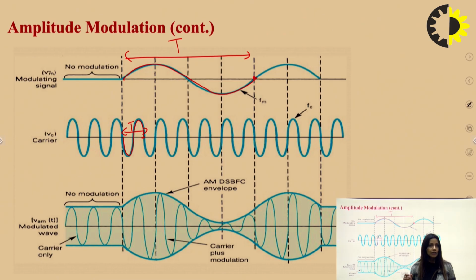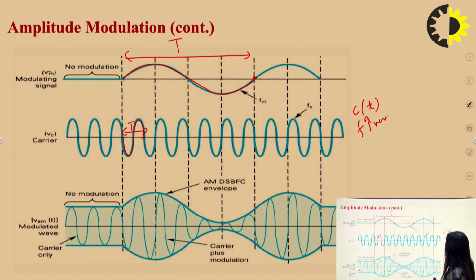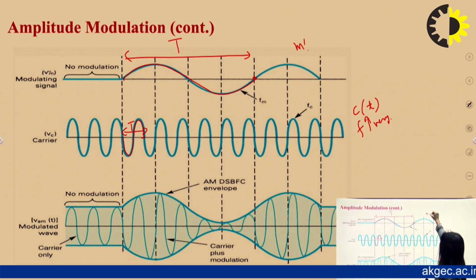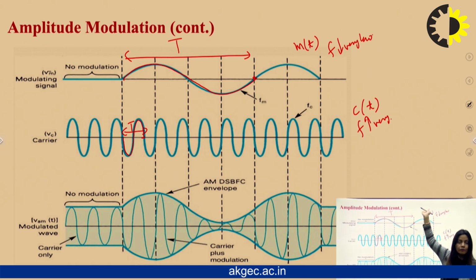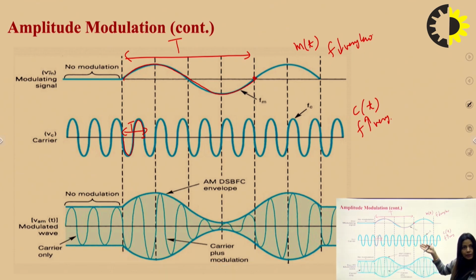So we have taken a carrier signal c(t), whose frequency is very high, and this is my message signal m(t), whose frequency is very low. The problem with this waveform is that we cannot transmit it because it is very low in frequency, while the carrier waveform can be transmitted. So I will take advantage of this very high frequency to transmit my message signal, which is very low in frequency. So what is the process?